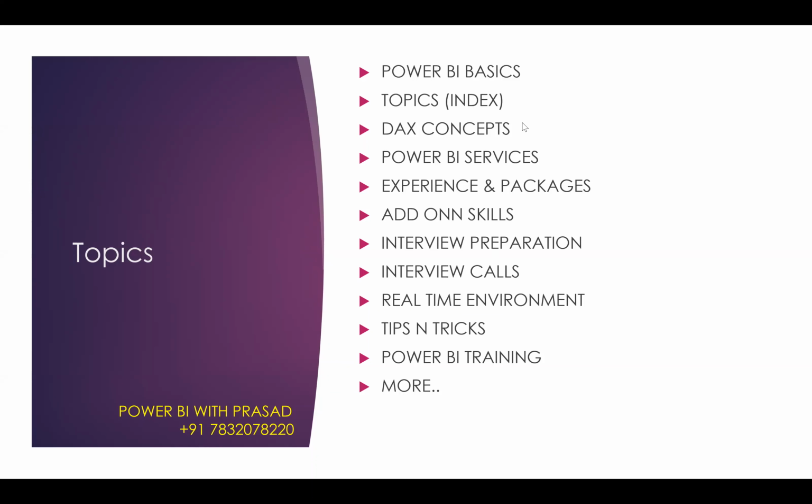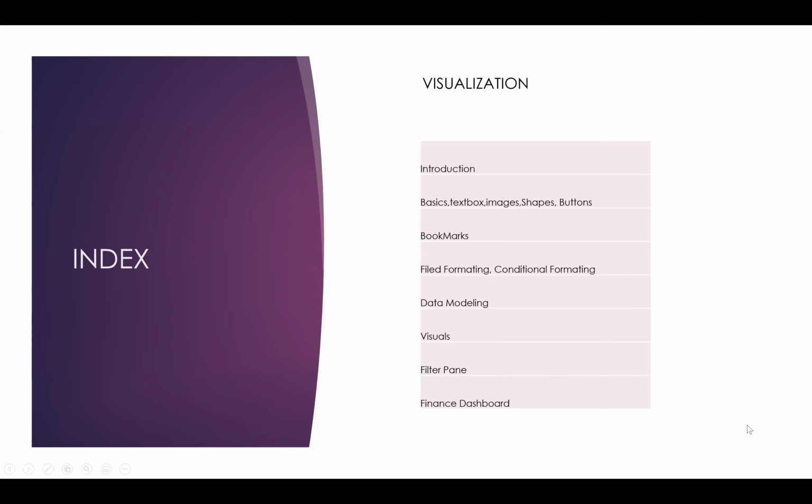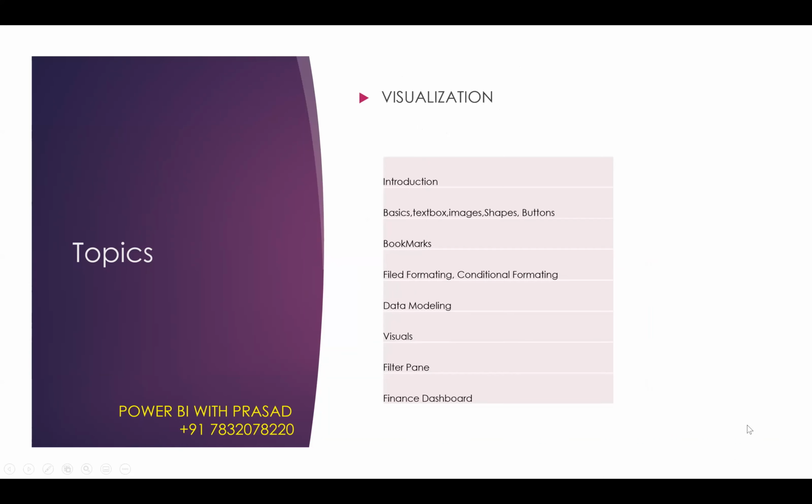Okay. So first of all, we'll go into the topics index. What are the key things that we need to learn? So, key topics: we do have visualization as the first topic that you need to go with. Before that, architecture is more important.